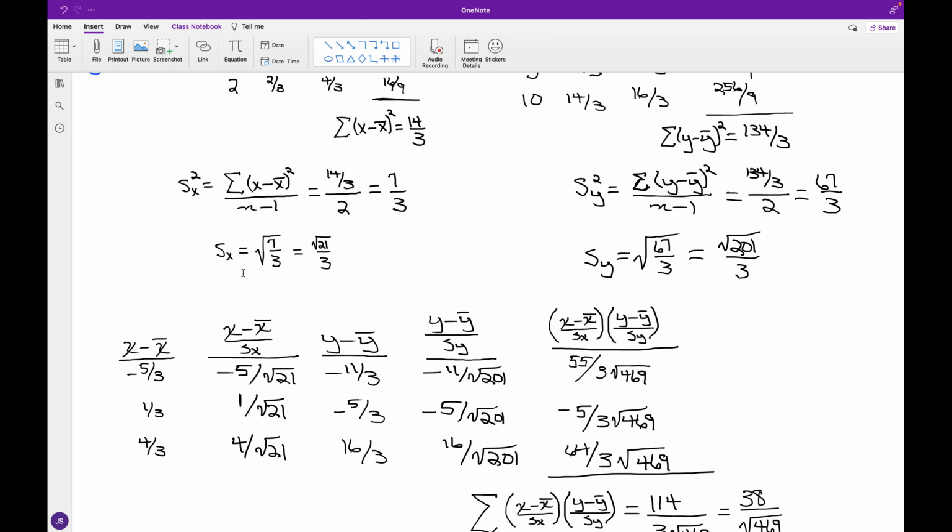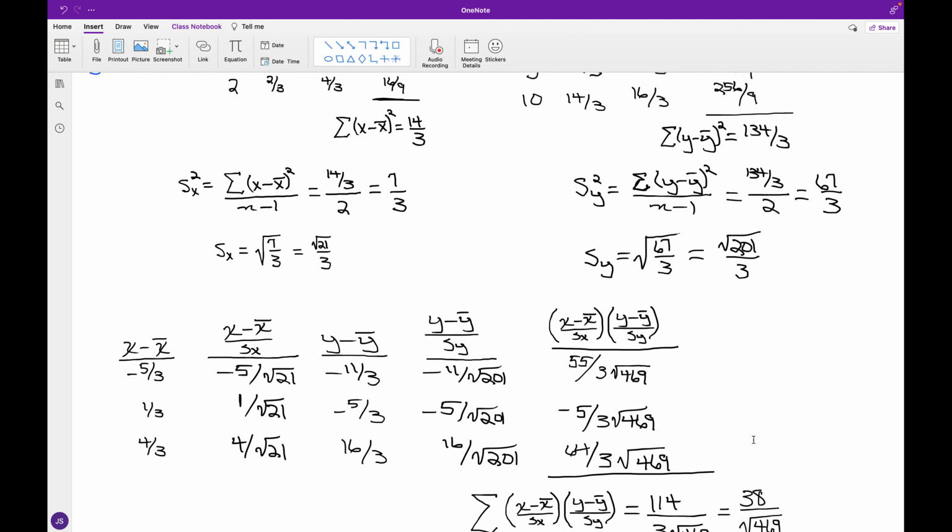Here, again, the sample standard deviation we had is the square root of 21 over 3. If I divide negative 5 thirds by the square root of 21 over 3, and simplify, we have negative 5 over the square root of 21. Then 1/3, the difference, divided by the standard deviation in the sampling for x, we have 1 over the square root of 21, and then we have 4 over the square root of 21.